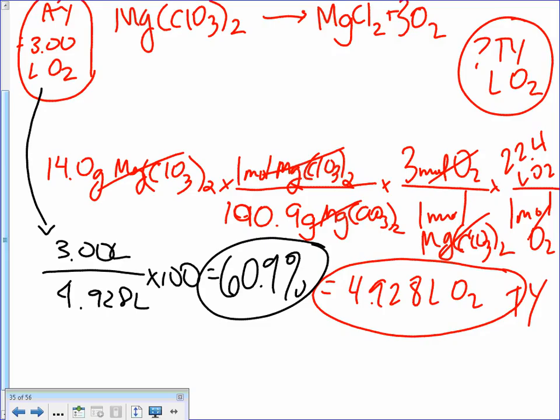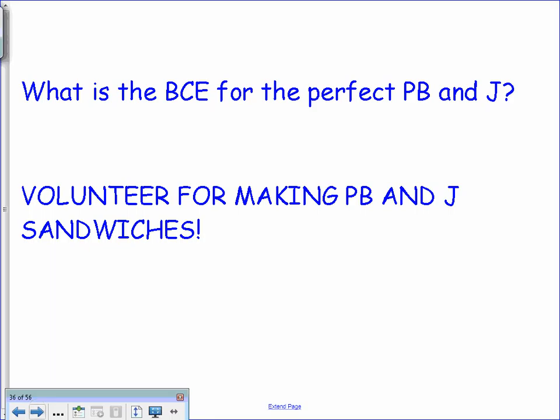So small error is good. With percent yield, what do you want? You want high yield. So that's why they're actually opposites, but people mix them up all the time. Okay, so just make that clear so you're not confusing them. Okay, so we did that.